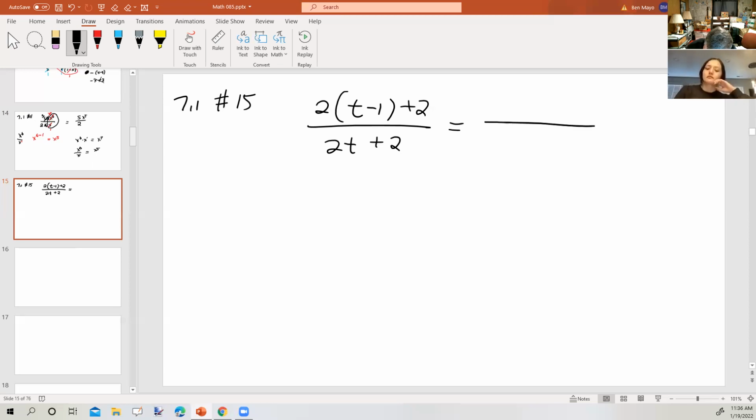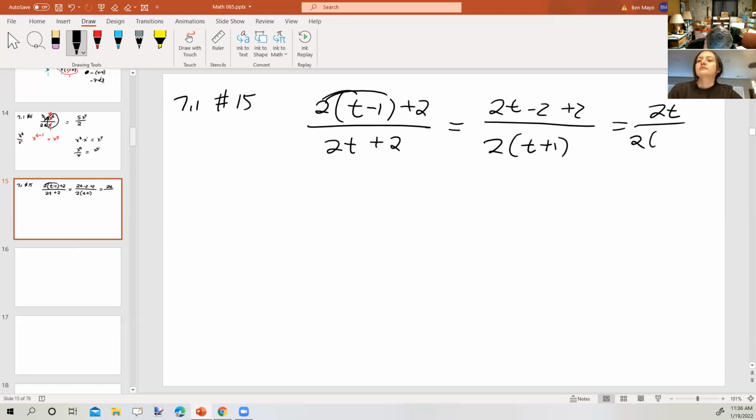So up top, I've got 2t minus 2 plus 2, which is 2t. And on the bottom, I've got 2 times t plus 1. So I can reduce out the 2's, and I'm left with t divided by t plus 1. Any questions about that problem? Okay. Let's see here. Now we're going to 7.2, number 21.